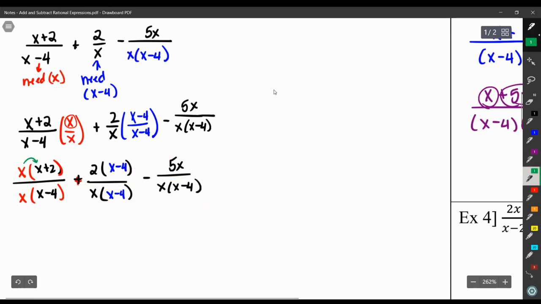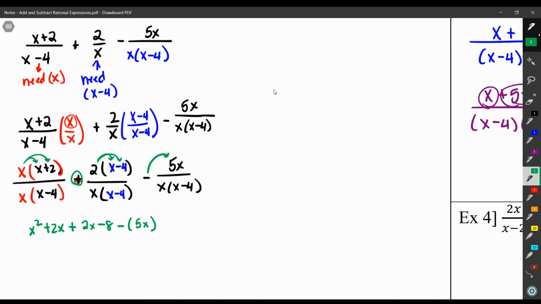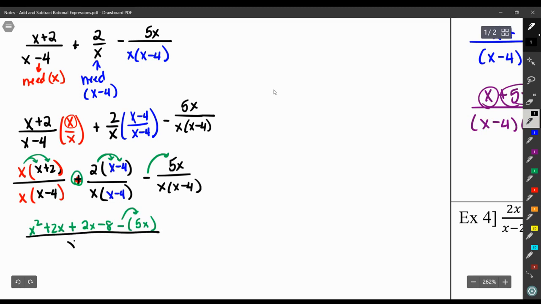So we're going to have x times x, which makes x squared, x times 2, which makes 2x, plus, because there's a plus here, 2 times x, which makes 2x, and 2 times negative 4, which makes negative 8. Now, when you do a minus a number, make sure you put it in parentheses. The reason is just in case there's more than one term. In this case, it doesn't make much of a difference because a negative times a 5x is still negative 5x. But if there had been 2 terms, it would have changed your solution. And all of this is over the single denominator of x times x minus 4.